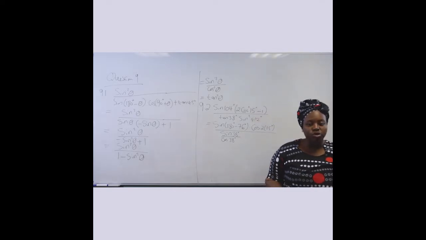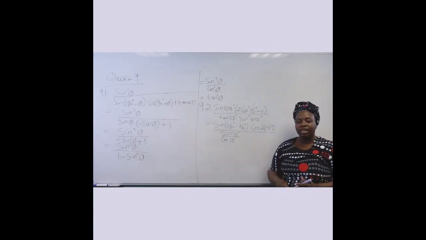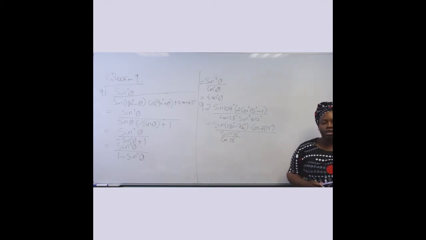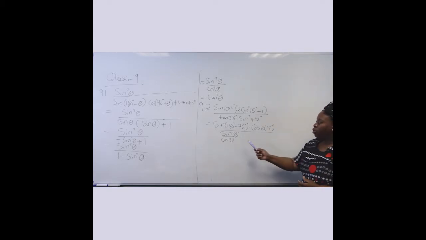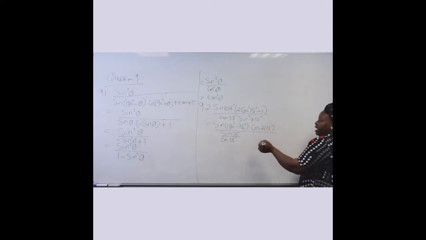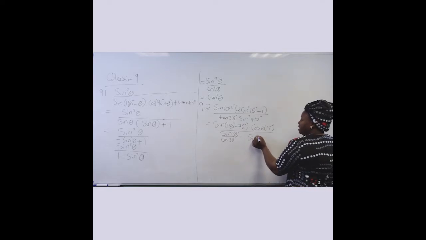Do not do anything to it until you find something that can make it cancel, or that will be the solution at the end of it. So for now, we leave it like that. We're just changing that other part. And this one will be sine squared.